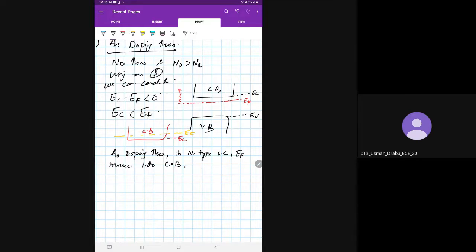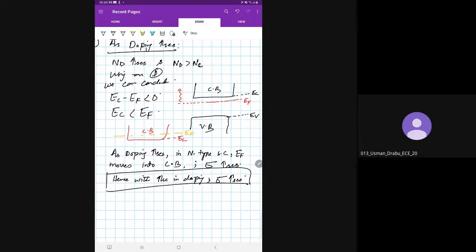And if EF moves away from the center of the energy gap, then it means that sigma also increases, because moving away from the center would mean increasing the sigma. So we can say that hence, with increase in doping, sigma increases in n-type semiconductor. We have already discussed these things, but I'm just trying to give another logical reason why that happens.